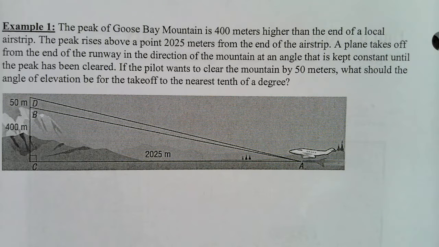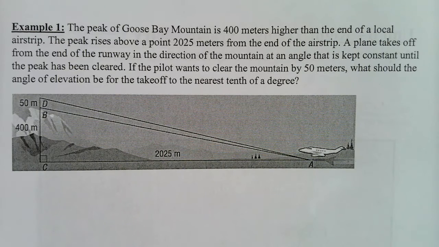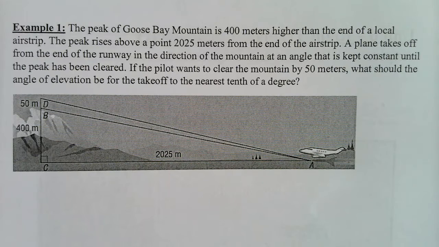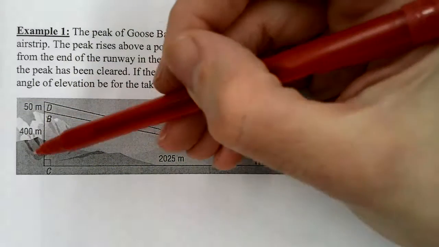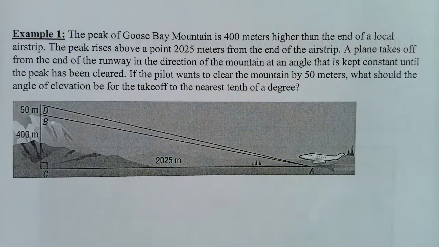Example 1. The peak of Goose Bay Mountain is 400 meters higher than the end of a local airstrip. The peak rises a point of 2,025 meters, which is right there, from the end of the airstrip. So 400 meters is right there. That's labeled. A plane takes off from the end of the runway in the direction of the mountain at an angle that is kept constant until the peak has been cleared. If the pilot wants to clear the mountain by 50 meters, what should the angle of elevation be for the takeoff to the nearest tenth of a degree?